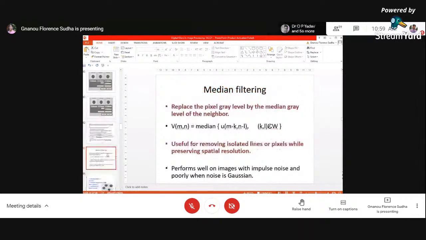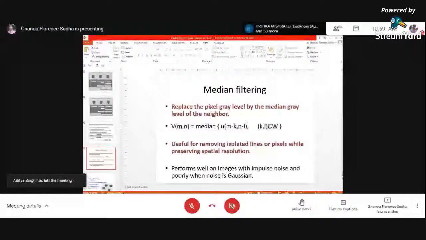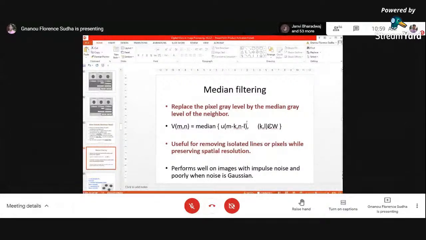So we are just going to find out the median value of all the pixels which are present in your window. Suppose I have chosen a group of 9 pixels. Within those 9 pixels, we find out the median value. We replace all the pixels with the median value. Then we call that median filtering. So this median filtering is very helpful when you want to remove isolated lines and pixels, but still it preserves the resolution of the image, because that is very, very important.